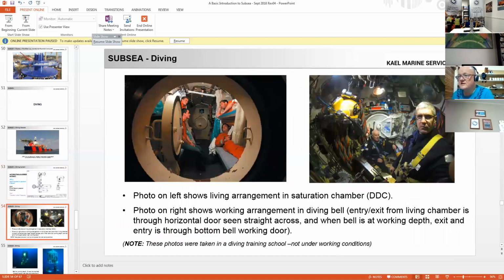A couple of photographs. The one on the left shows you the bunks of the divers living inside their chamber. The one on the right shows inside the bell. The exit and entry is through a horizontal door seen at the back of that photo. And when the bell is working at depth, the exit and entry is through the bottom bell moon pool door. So the two doors. You can actually see the door open at the bottom of that photograph on the right. And straight in the center of it, you see the horizontal door that goes to and from the chambers. These photographs were taken at a training school. These are not actually working photographs.